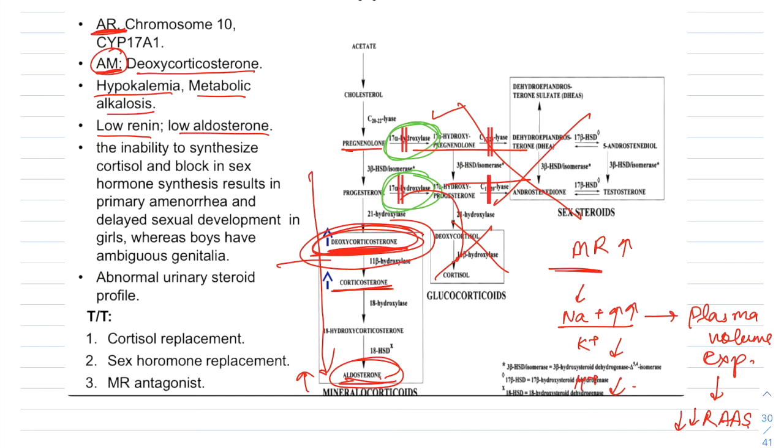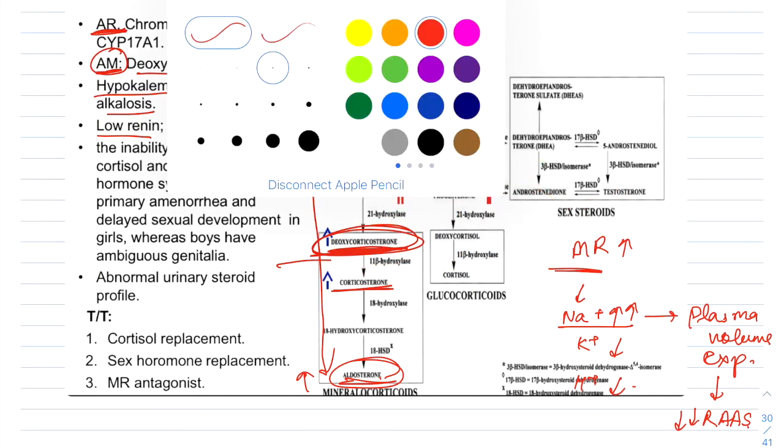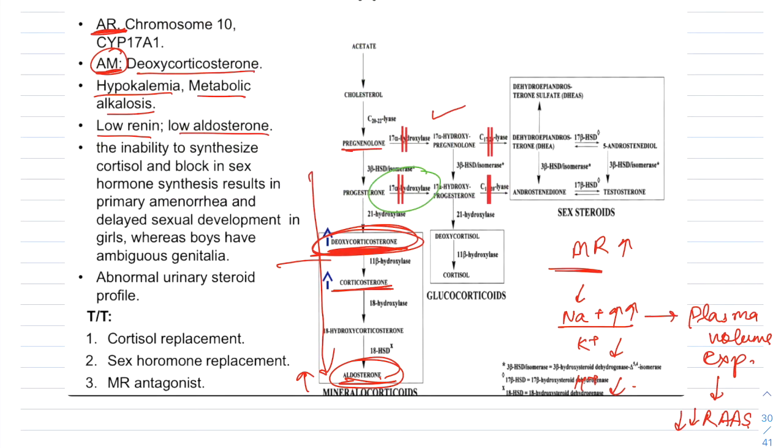Because of the inability to synthesize it, cortisol will not be synthesized. Also, there will be a block in the sex steroids. Let me show you how. So this is the main step that is blocked. This step of cortisol production will be blocked, and these steps of sex steroid hormone production will be blocked.